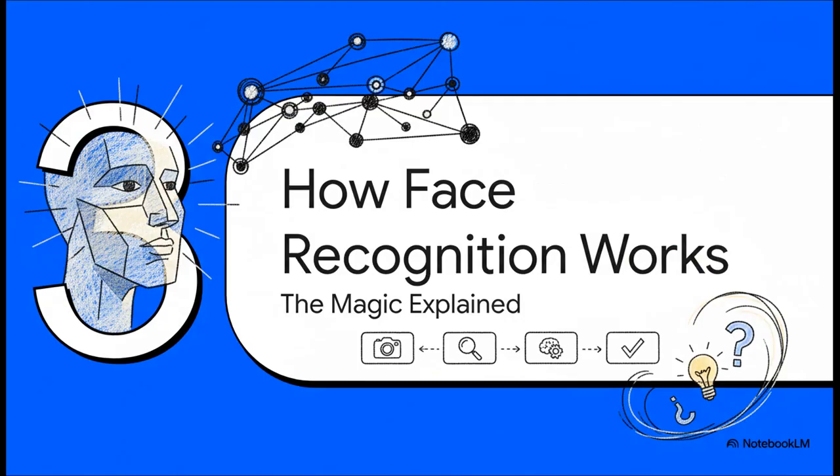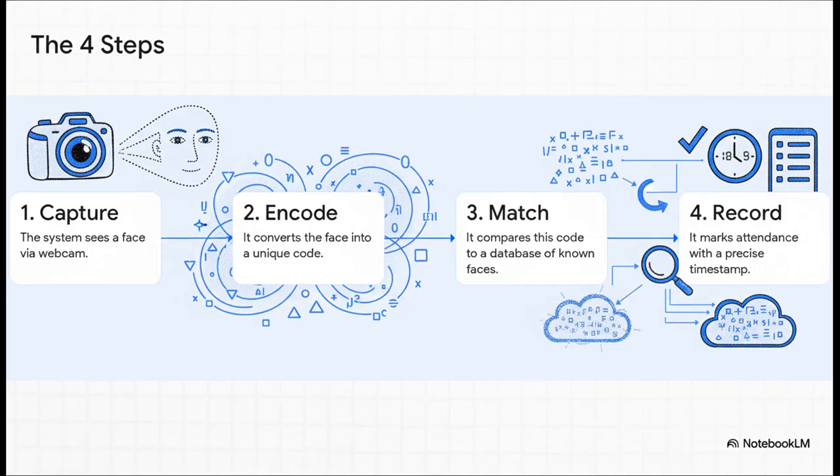Okay, so here's the cool part. How does the system actually know it's you? It might seem like magic, but it's really a super fast 4-step process that happens in less than a second. Let's walk through it. First, the webcam captures a face. Simple enough, but then comes the most critical part, and this is really important. The system doesn't save your picture. Instead, it does something called encoding. It turns the unique features of a face into a special string of numbers. Then, it takes that numerical code and compares it against a database of codes it already knows. If it finds a match, boom, attendance logged, timestamp, and all.